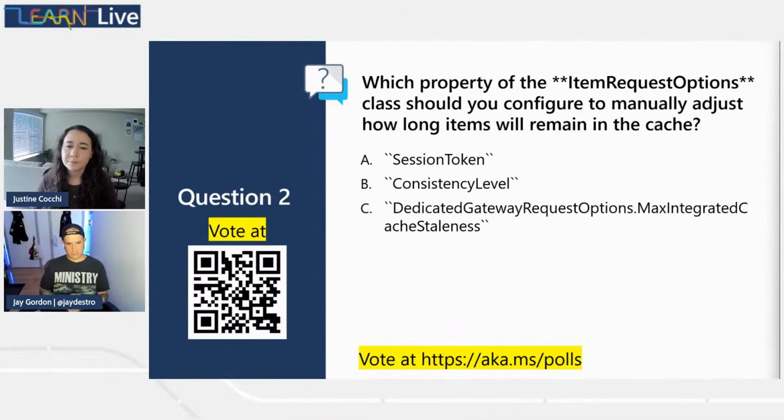Do you want to just give me a quick explainer on what I just said? Yeah, totally. So the dedicated gateway request options max integrated cache staleness, what a mouthful. It is the longest answer by far. But if we think about what the max integrated cache staleness does, it allows us to determine how stale we will allow our data to get in the cache. So if I think about what I need to configure to adjust how long items will remain in the cache, and I think about staleness, that really sounds like a good fit to me. I think it's C. What do you think?